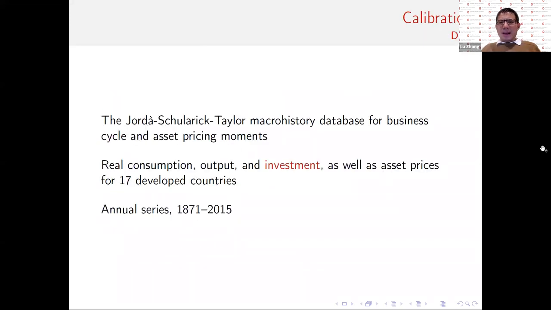All right, so let me go to calibration. We're going to calibrate the model to the Jordà-Schularick-Taylor macro history database for business cycle and asset pricing moments. In our prior work, we were calibrating to the Barro and Ursúa macro cross-country panel. The JST panel is built on Barro's cross-country panel, but in addition, the JST dataset provides investment series as well, and asset prices. So that's why we ended up using this new dataset. Annual series from 1871 to 2015, that's the end of their sample.